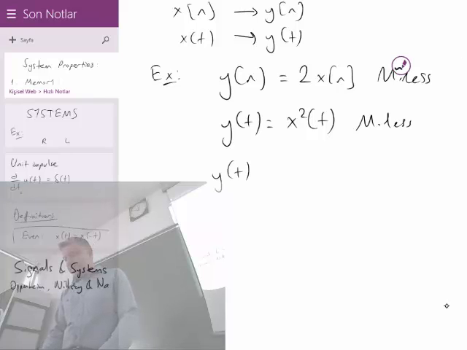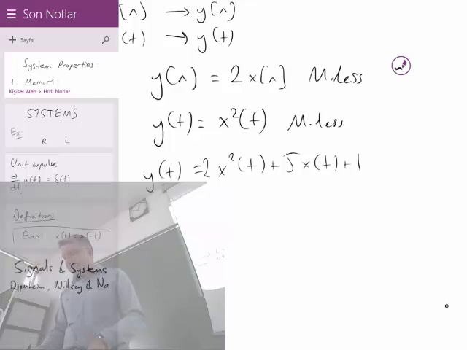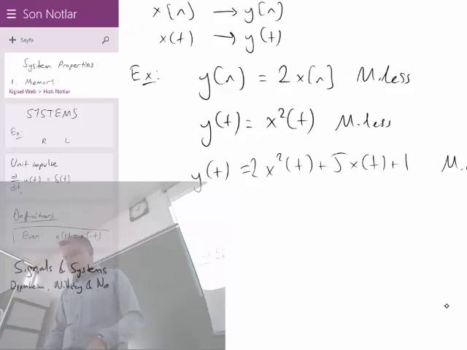y of t is equal to 2x squared of t plus 5x of t plus 1, for example. This is also memoryless because it doesn't depend on the past or the future. By the way, the memory property is valid only for the current time instant. Even if it is related to the future time, it is still with memory. So this is memoryless.